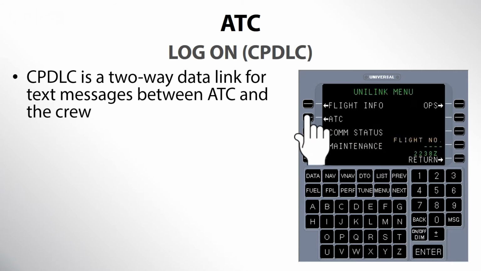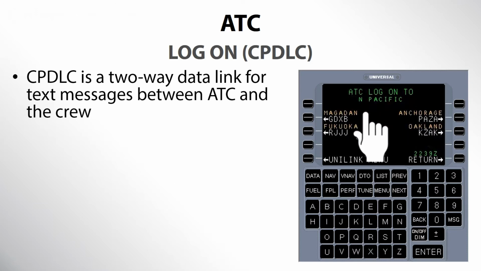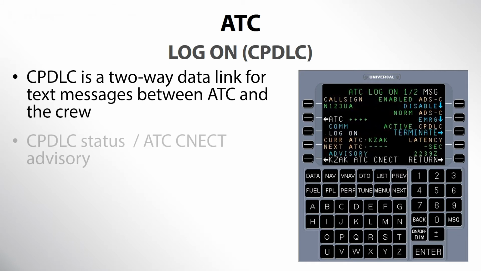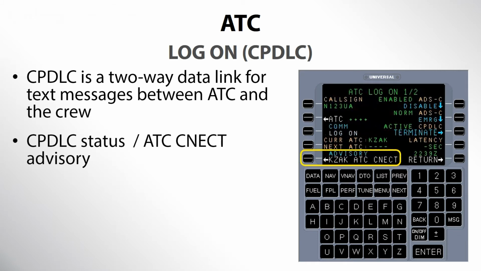CPDLC is a two-way data link system, allowing controllers at a CDA to communicate text messages to the crew instead of using traditional voice communications. When a successful AFN logon is established, a CPDLC connection can be made by the CDA. When the CDA establishes a CPDLC connection, the CPDLC status displayed at line select key 3 right changes from inactive to active. It is possible for CPDLC to become inactive briefly during a handoff from the current ATC to the next ATC. Upon CPDLC connection establishment, Unilink will notify the flight crew by displaying the ATC Connect advisory.